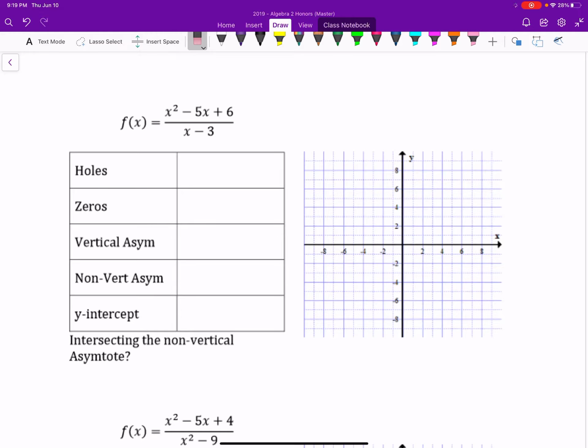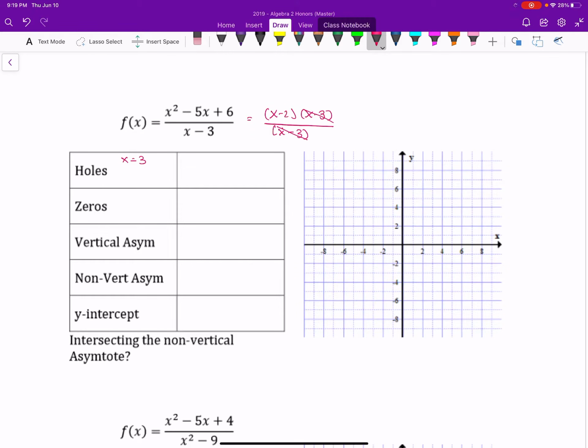Okay, so let's try another one. In this particular case, the starting point for each of these is probably to check for factors, right? So in this case, I'm going to write this as x minus 2, x minus 3. I think I did that right? My iPad is being a little funny today. So x minus 3. Oh yeah, there's definitely a hole at x is equal to 3, right?